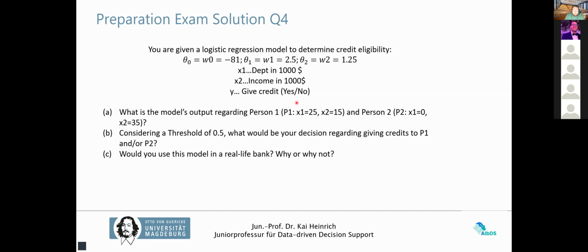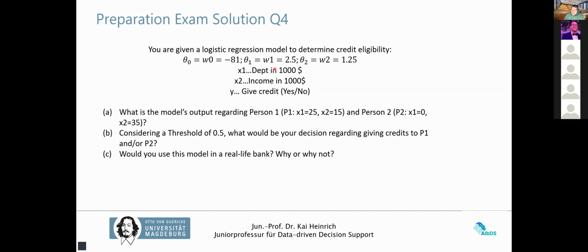What's fishy? Why is this positive? Like, it's debt. It's a bad thing, right, to have debt? You owe money to someone and your probability of getting a credit goes up.